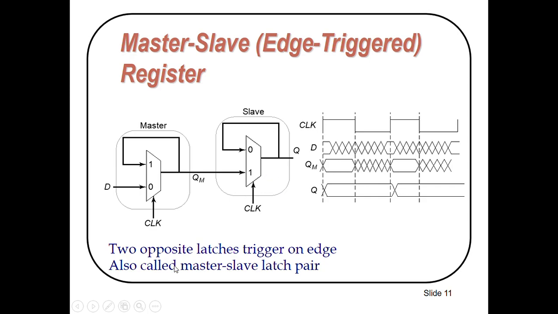So we have placed two opposite latches triggered on edges here. This is called a master slave latch pair. Here you can see we have applied the clock. This is the master and this is the slave.